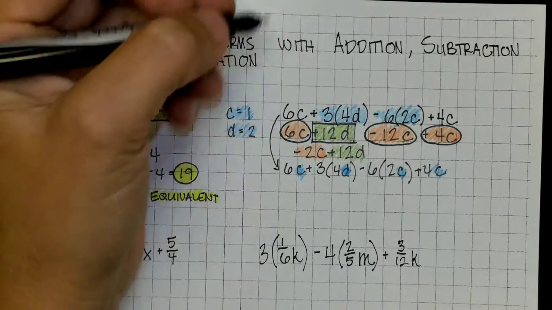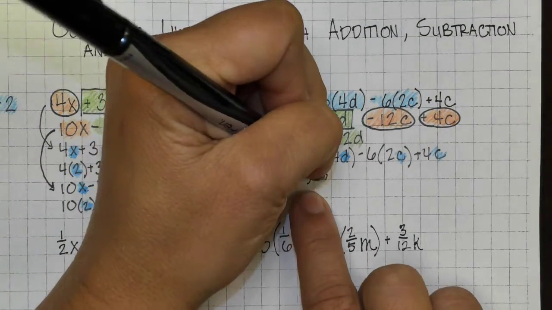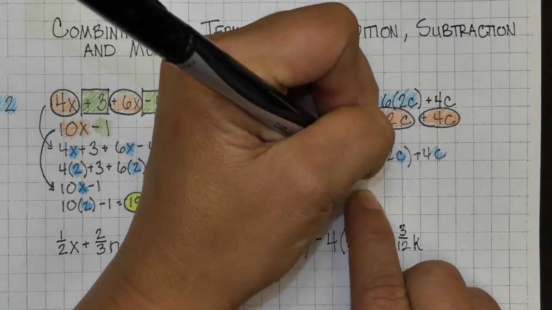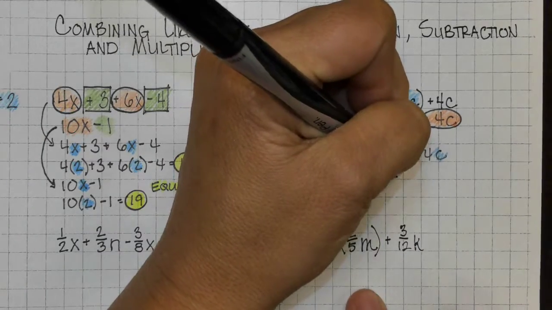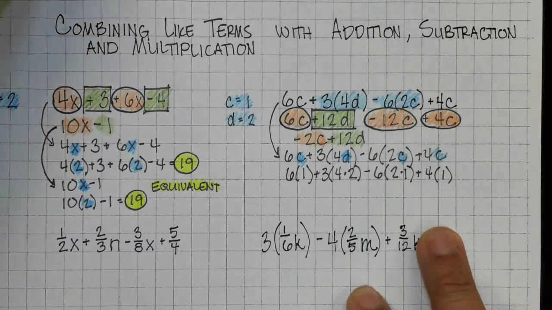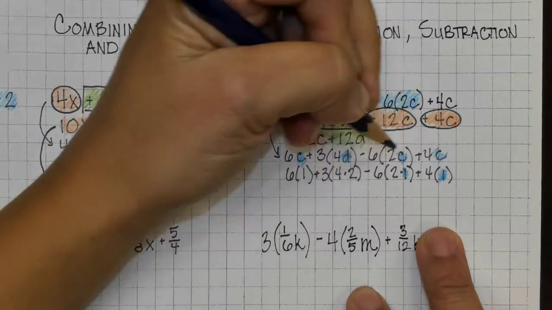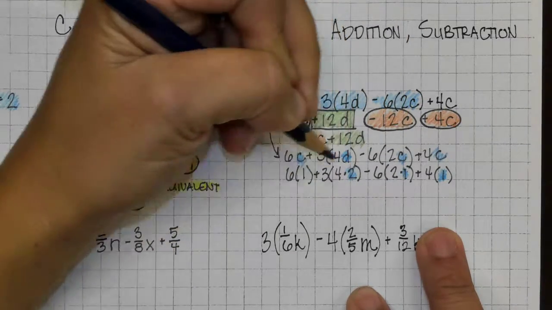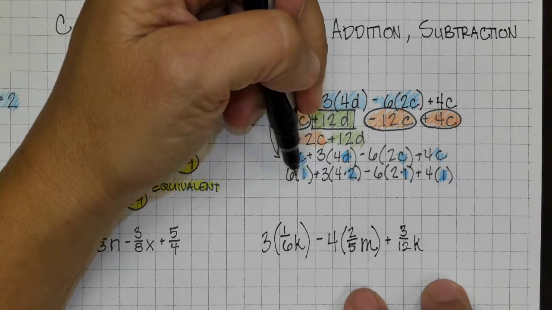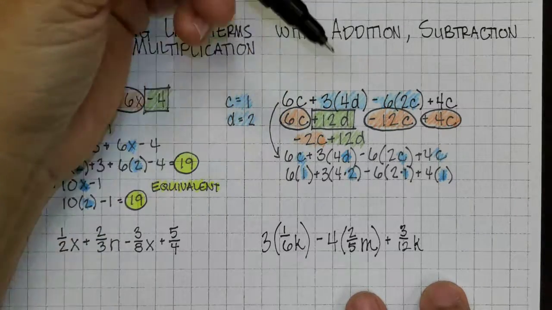So I've got 6 times 1, plus 3 times 4 times 2, minus 6 times 2 times 1, plus 4 times 1. Nice and long. What we have here is the 1 that was replaced there. That D became 2, and the C became 1. And so when I go ahead and calculate that, you can just go straight onto your calculator and make sure that you have it right, or you could do it on paper, and that would be fine as well.